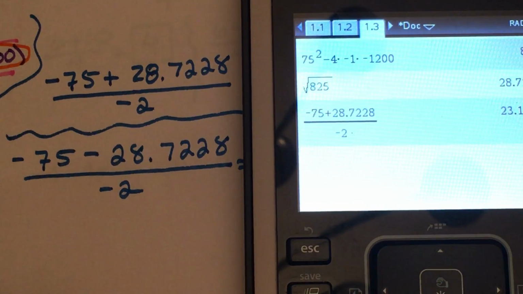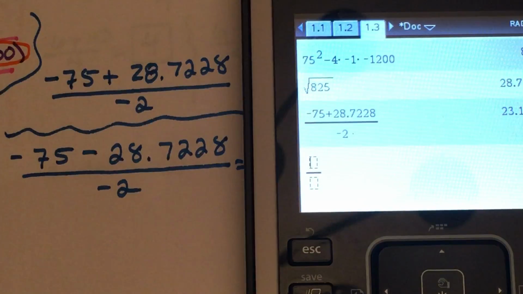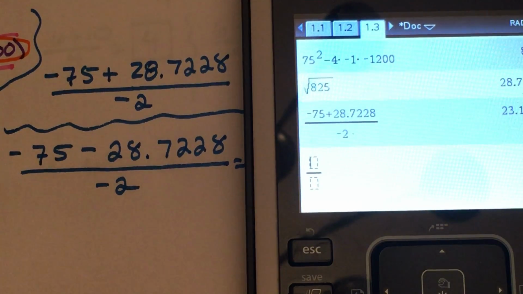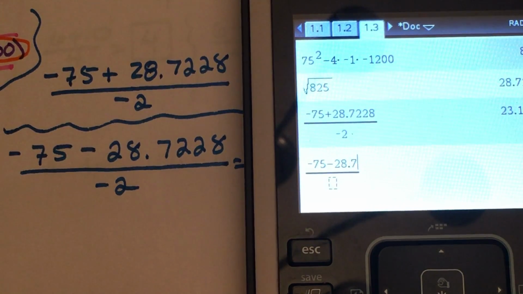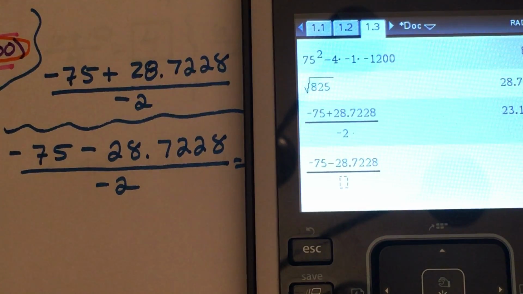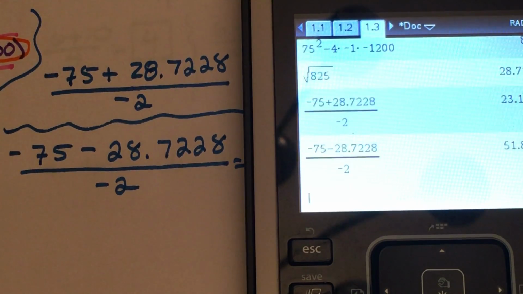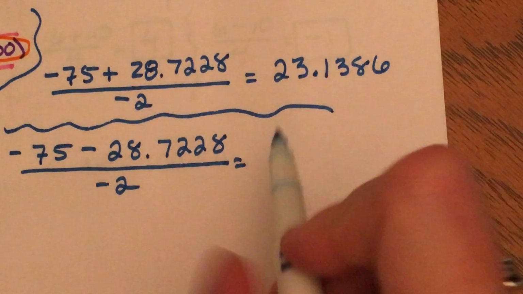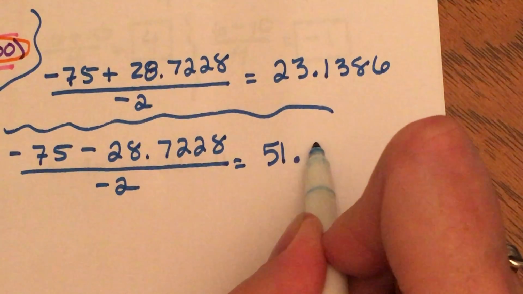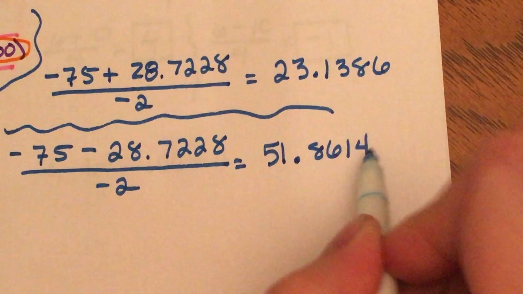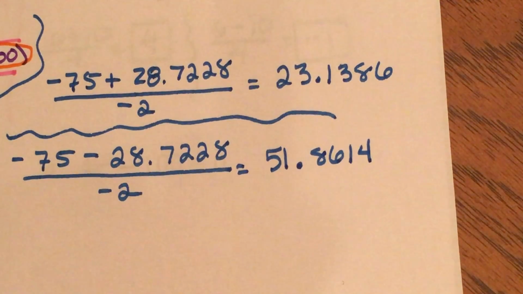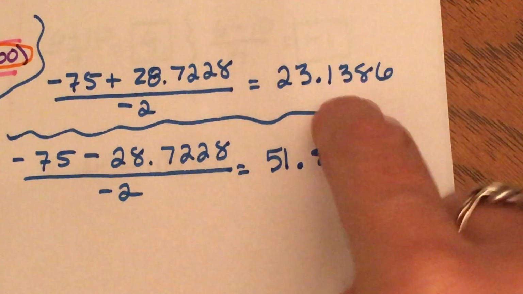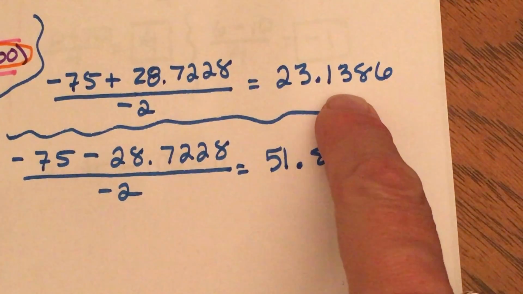Again, let's go type this in. Control divide. -75 minus 28.7228 divided by -2. Did you get 51.8614? Good deal. Now, are you allowed to have a decimal of a person?